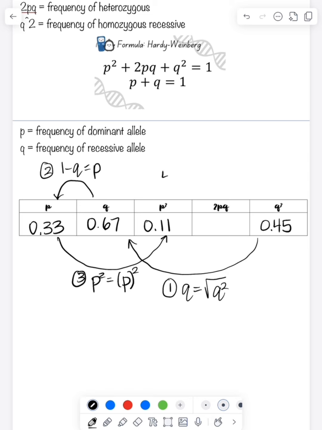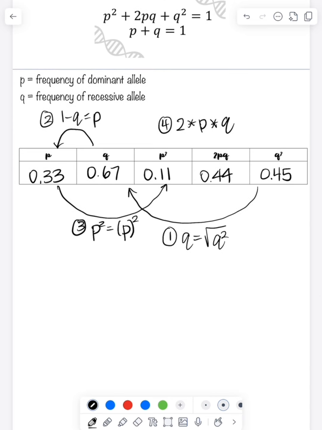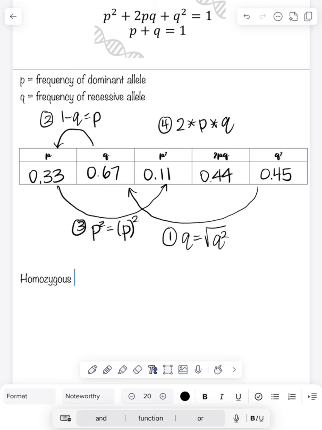And so the last thing I need to do is say, okay, well, what's 2pq? So 2 times 0.33 times 0.67 is going to give me 0.44. So now I've solved for all my values, and you figure, well, what is it the problem needs? Well, it wants to know about the frequency that our homozygous dominant, which is my p squared. And so that's going to be 0.11 or 11%.